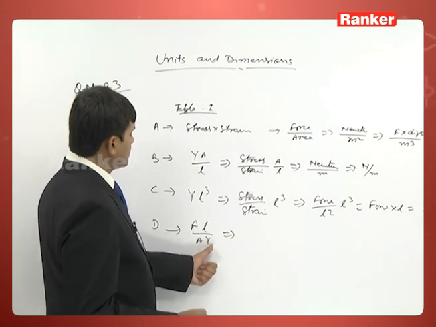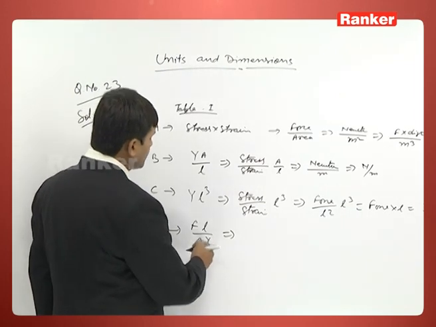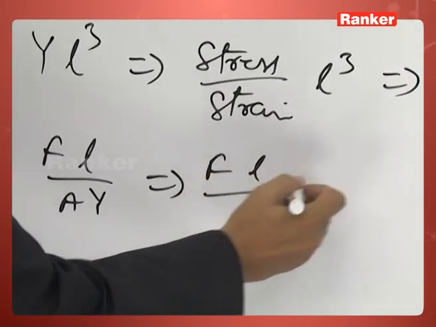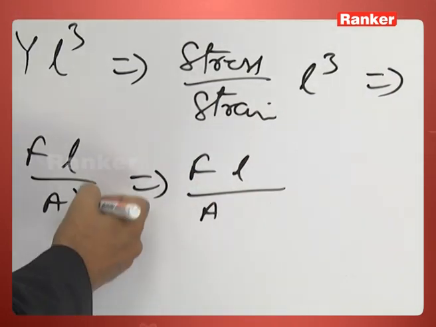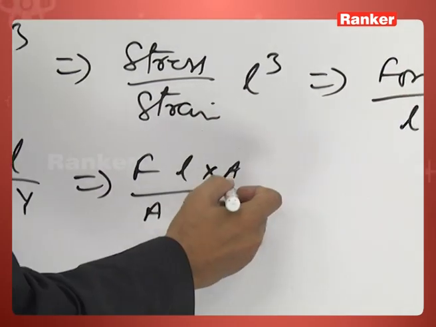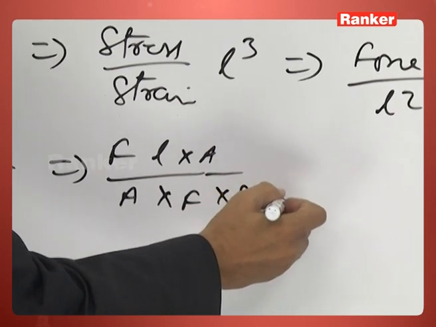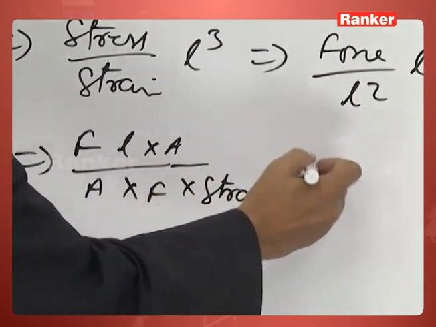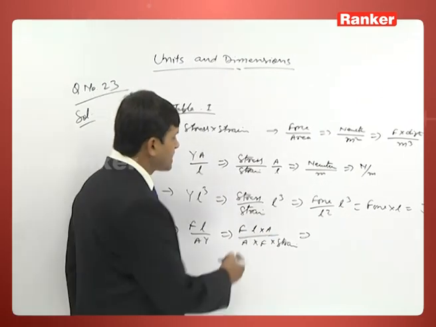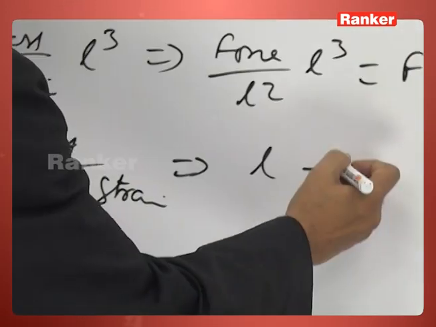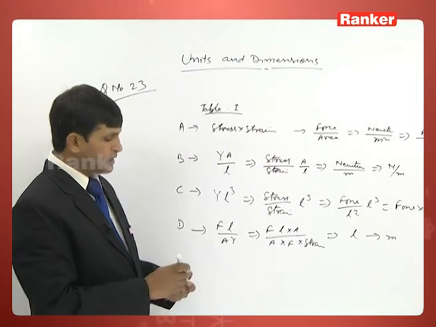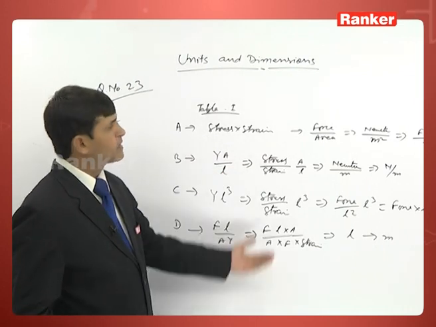F by A into Y, force by A, so that we can write stress. Young's modulus is your stress, force per unit area, into strain. So what we are getting here: F and F cancel, A and A cancel, strain does not have any dimension, that is equal to L, L is nothing, your M. So these are the different units of these values.